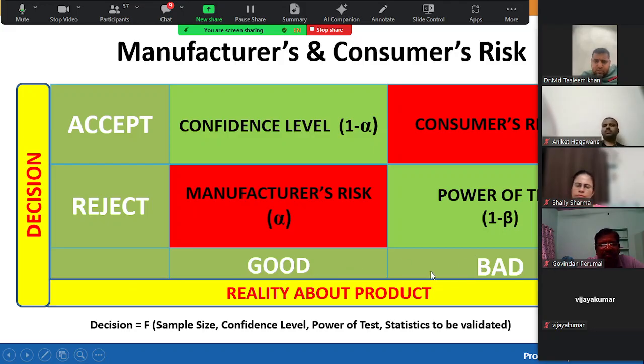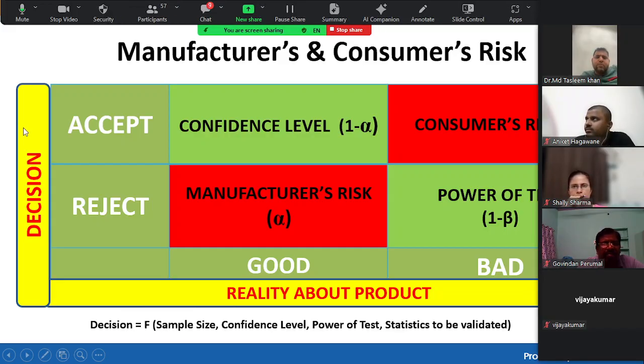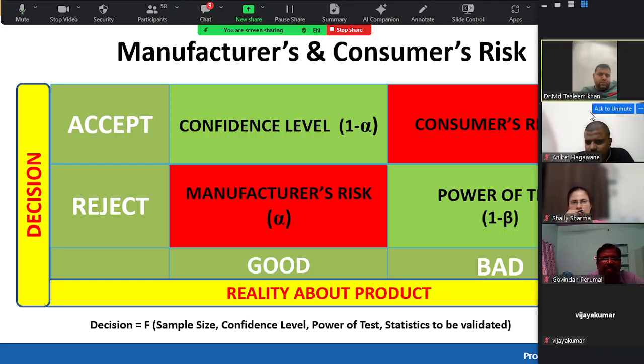Can you see, everyone? What is on the x-axis? The reality about the product. And on the y-axis, what is there? My decision about the product. Because what happens in statistics is that I make my decision based on the sample, so that can be correct or that can be incorrect also.